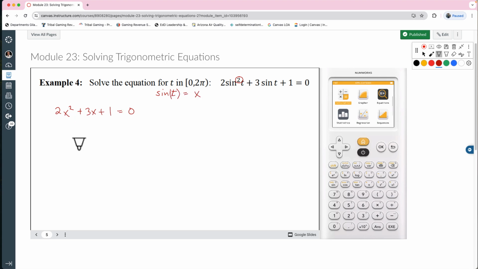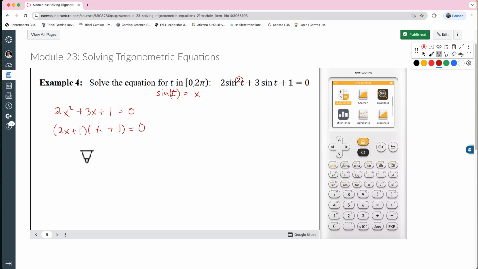So let's see, can we factor this expression? Well, let's try 2x and x, because 2x times x gives us 2x squared. The back one has to multiply to give us a positive 1, and the middle is positive. So let's try this. 2x times x is 2x squared. 2x times 1 is 2x. 1x plus 2x is 3x. And then 1 times 1 is 1. So this is the correct factoring.